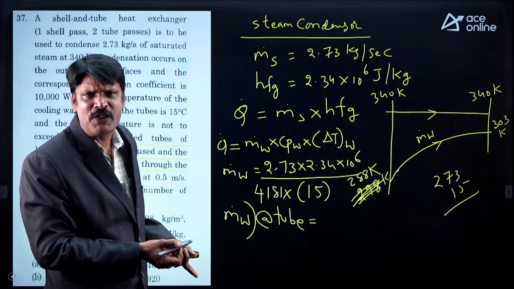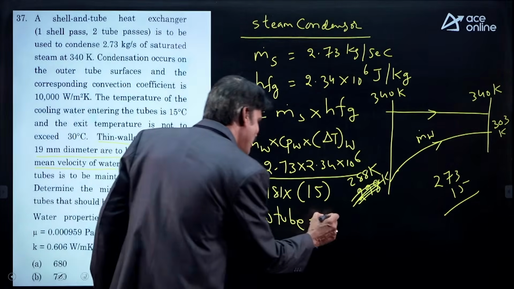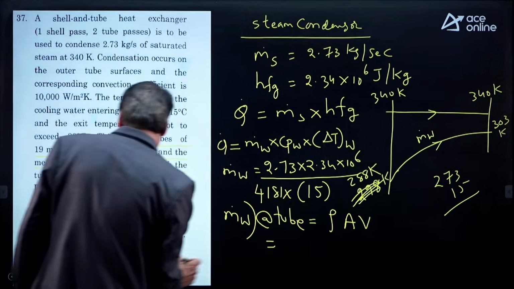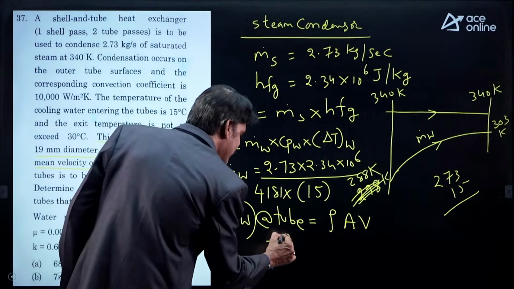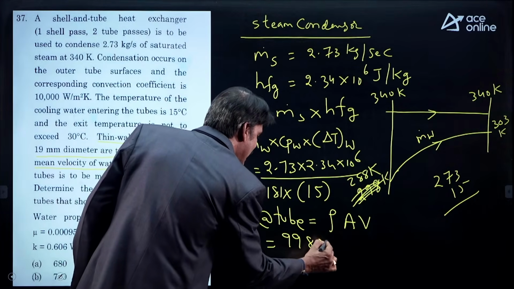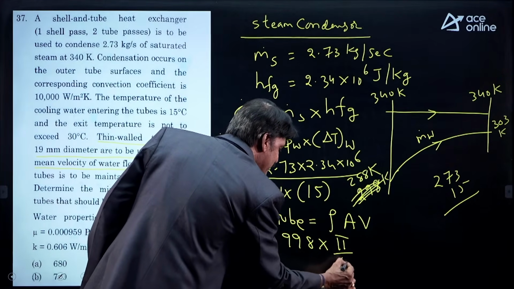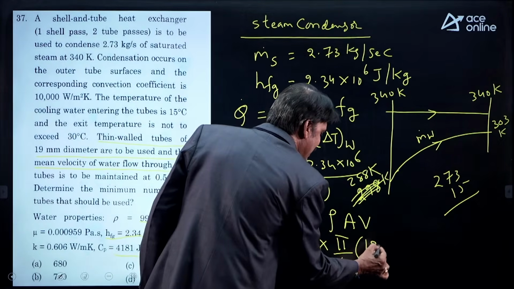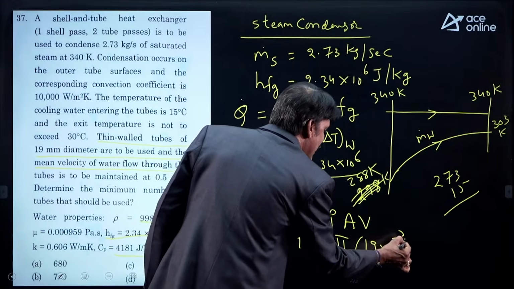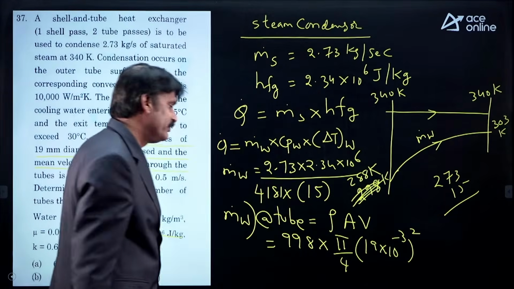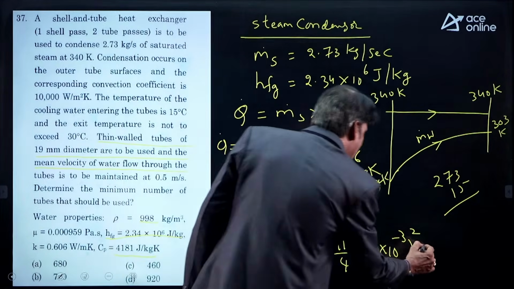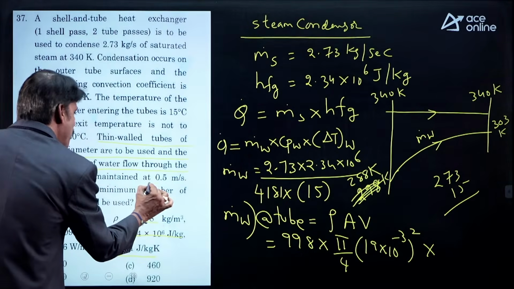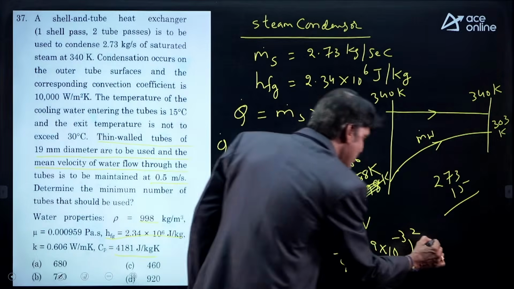And continuity equation gives me rho A V. Density is given 998, area is pi by 4 d square, with d as 19 mm, 19 into 10 power minus 3 square, into mean velocity of water that is flowing through the tube, which is 0.5 meters per second.